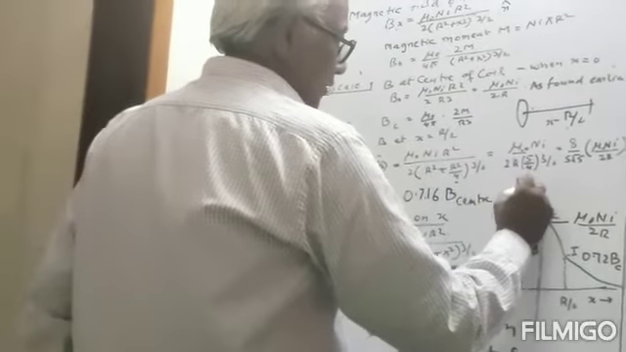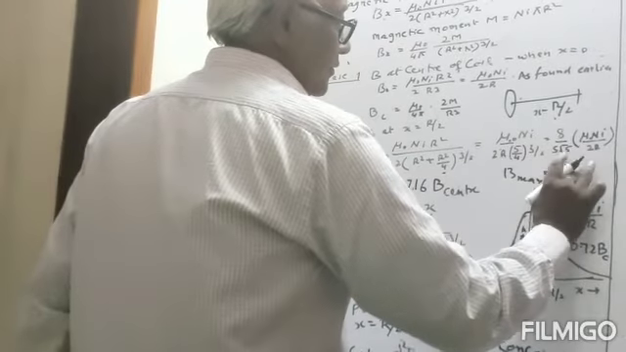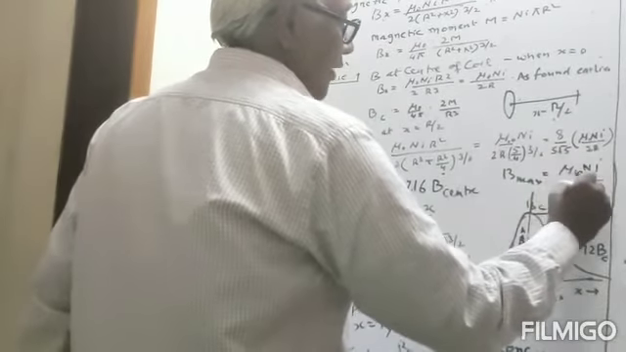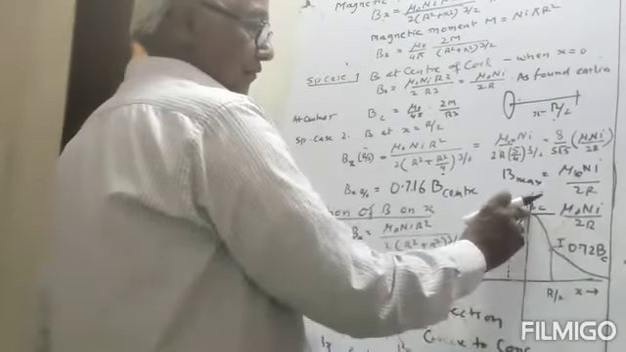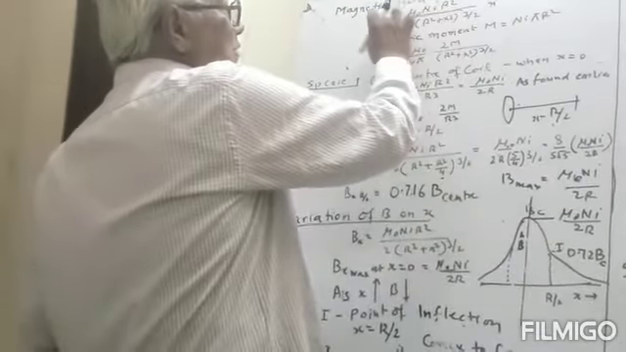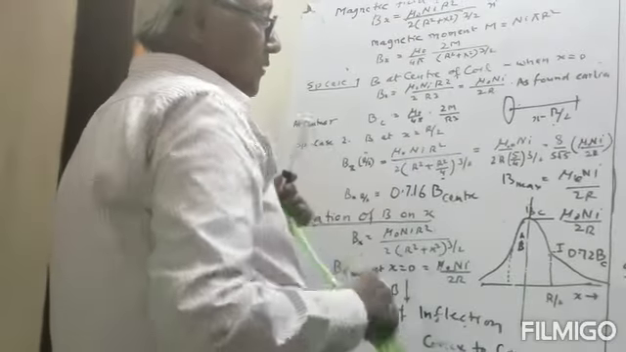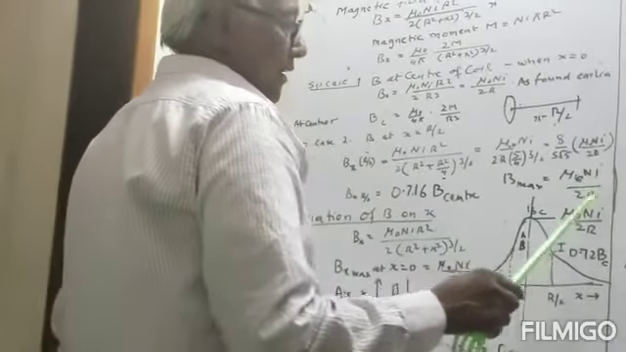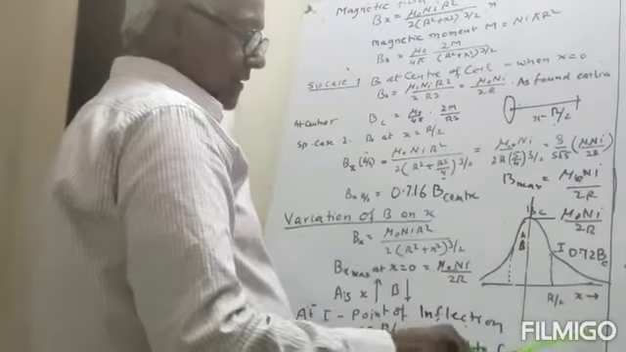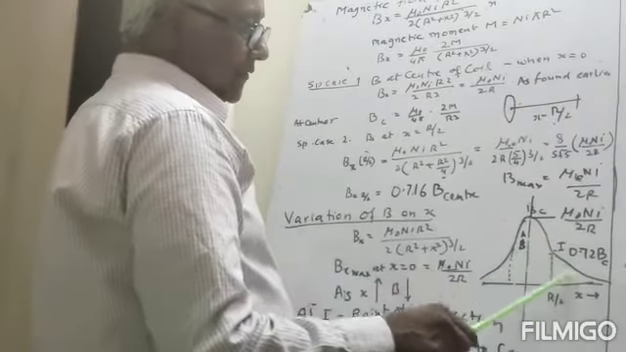So B maximum will be equal to μ0 n I divided by 2r. This is the maximum value when x is equal to 0. So x is minimum, B is maximum. The maximum value of B will be equal to μ0 n I / 2r. And as x increases, B decreases, and the curve is like this.